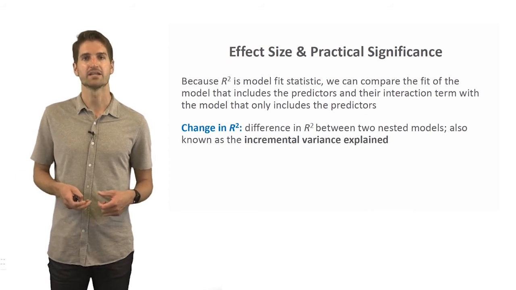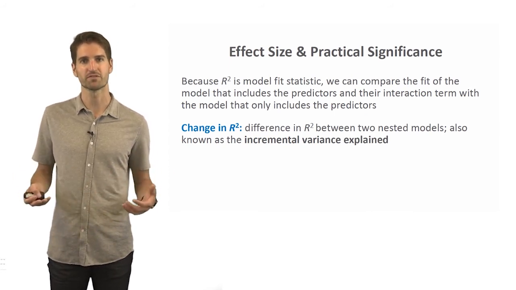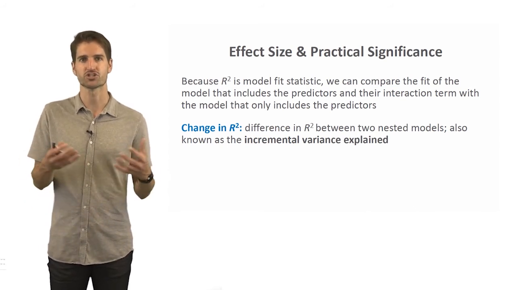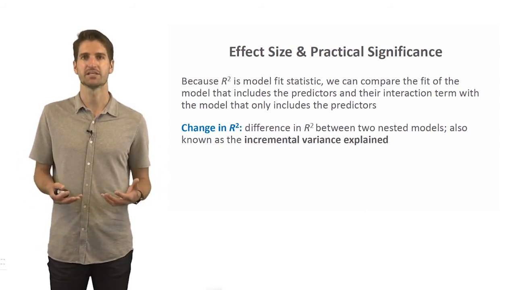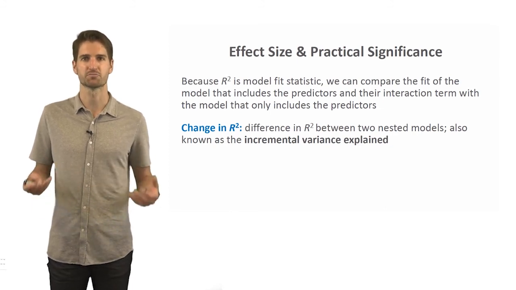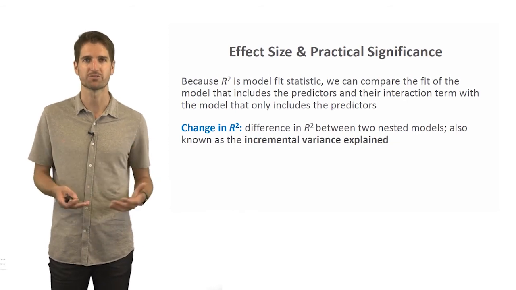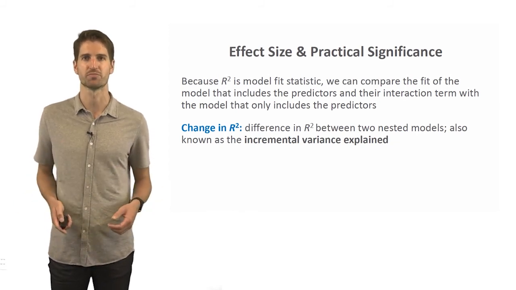And if we do see a statistically significant R squared value when comparing these two models, then we can interpret that difference or that change in R squared as the amount of incremental variance explained, and that is our effect size, and that is our practical significance. We're talking about a moderated multiple linear regression model.